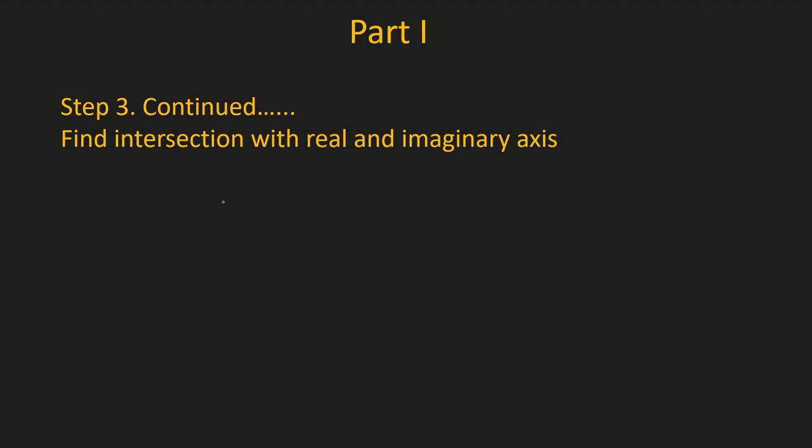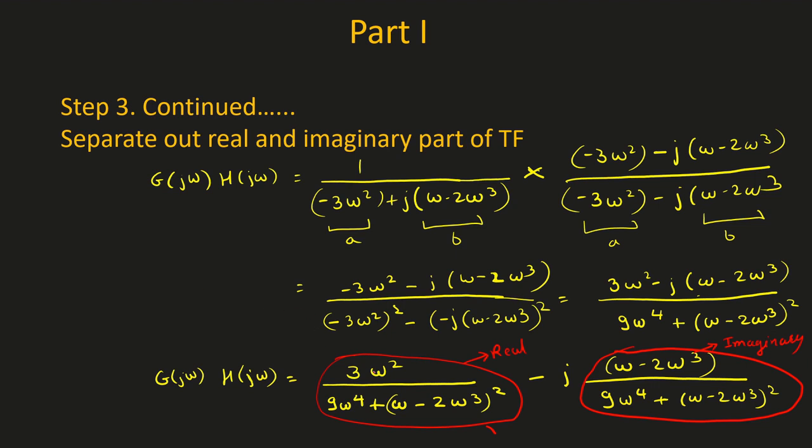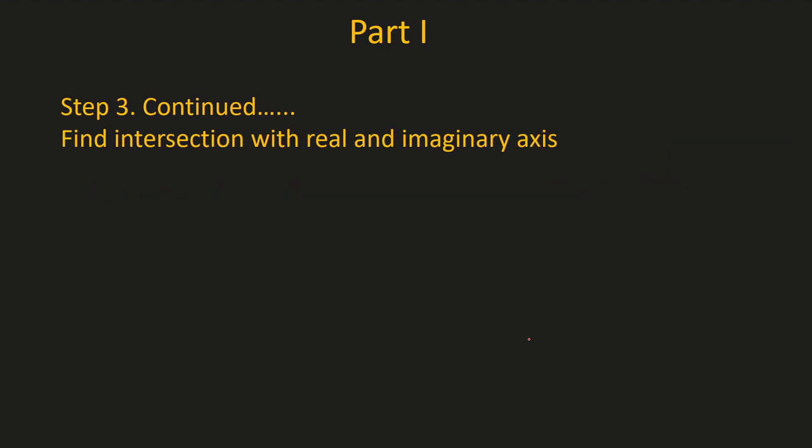So how to find out the intersection with the imaginary axis? We'll put the real part of this given transfer function, which is separated out, equal to 0. So the real part here, which we highlighted, is minus 3 omega square upon that denominator. So we will equate the real part equal to 0, that is minus 3 omega square upon (9 omega raised to 4 plus (omega minus 2 omega cube) bracket square) equal to 0.